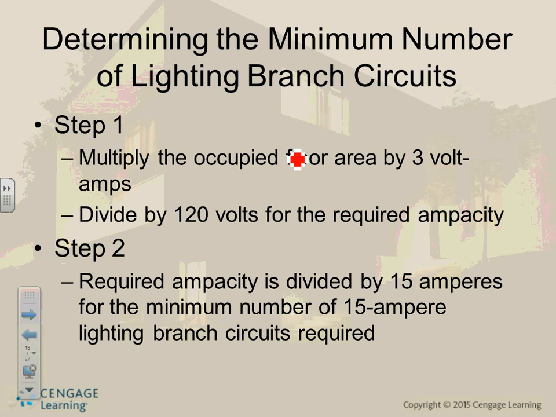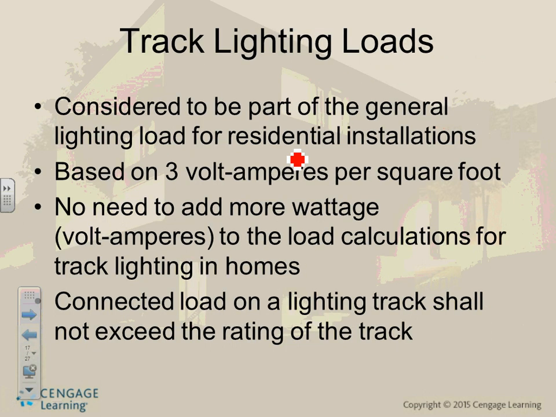Okay, minimum number of branch circuits. This is what I did the calculation for his house, guys. We did the math for his house. Exactly the steps. First, you multiply by 3 volt-amps, then you divide by 120, then you divide by 20. These are the steps that we did, right? We found 17 circuits for his house.